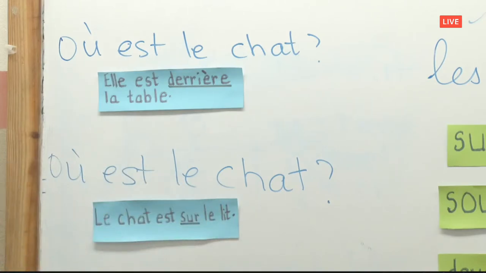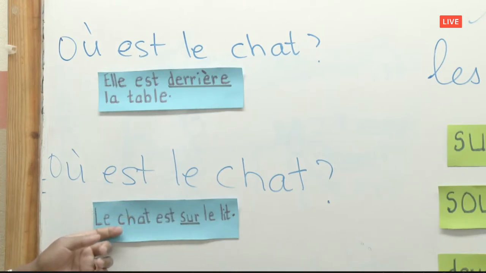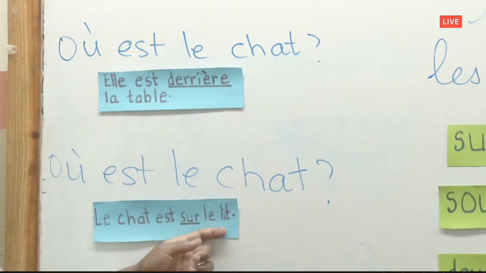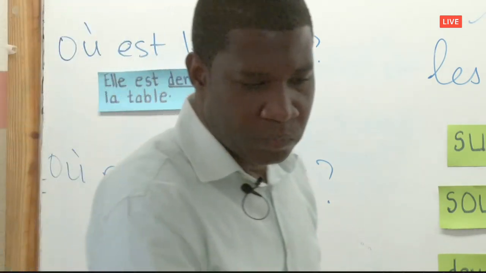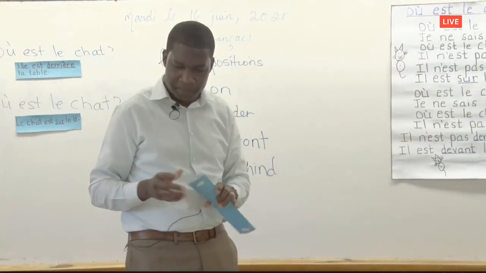Répétez après moi. Repeat after me. Le chat est sur le lit. Encore. Le chat est sur le lit. The cat is on the bed. Okay? We can write another question.